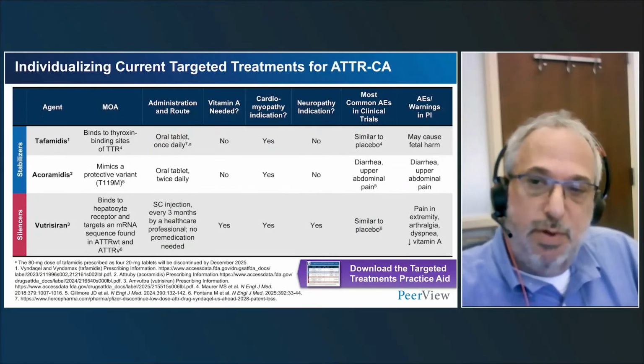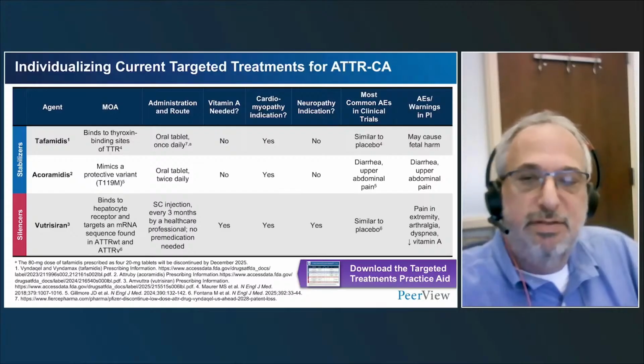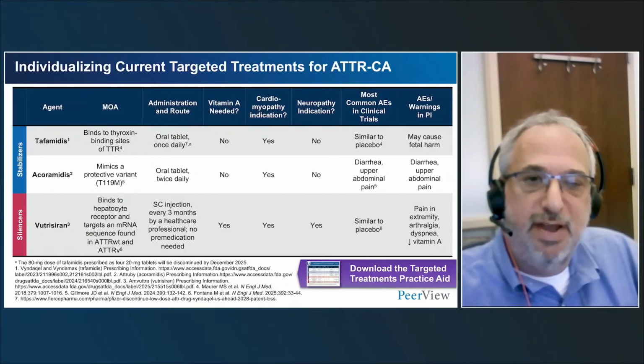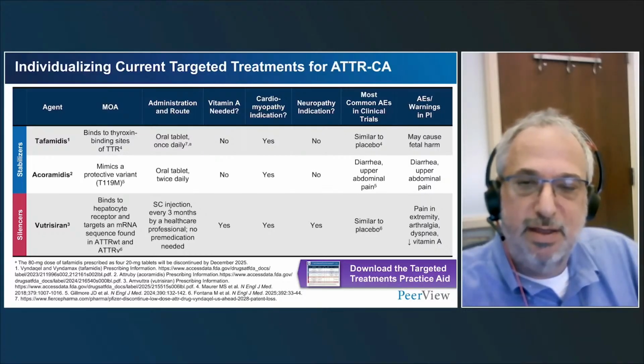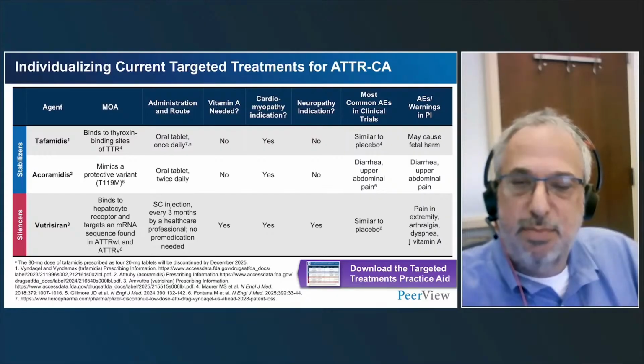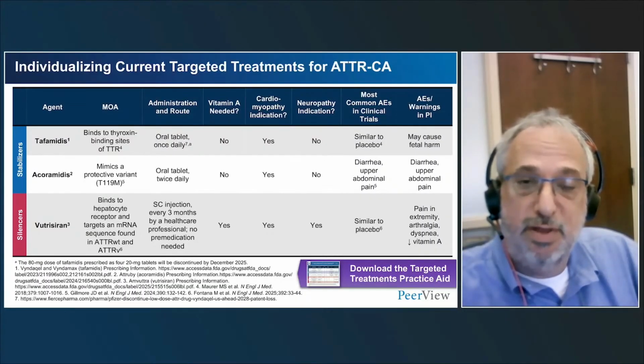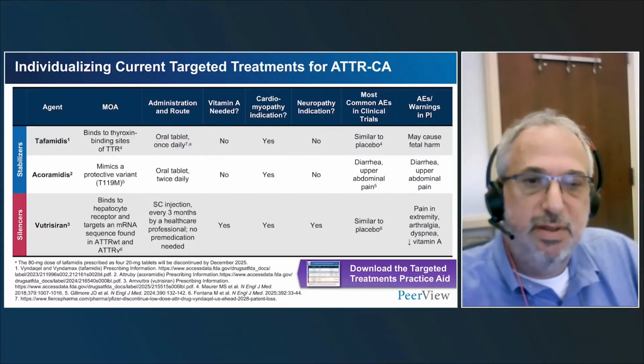So maybe we'll summarize because this discussion's been great. Again, we have now three effective treatments: two oral stabilizers, tafamidis and acoramidis, both binding and stabilizing TTR. Acoramidis mimics the super stabilizing T119M variant. One is once a day, one is twice a day. Neither therapy requires vitamin A, and both therapies are approved in the U.S. for the cardiomyopathy indication, but not neuropathy. And most drugs are very, very well tolerated, maybe slightly more abdominal side effects with acoramidis we've seen, but both doing very well.